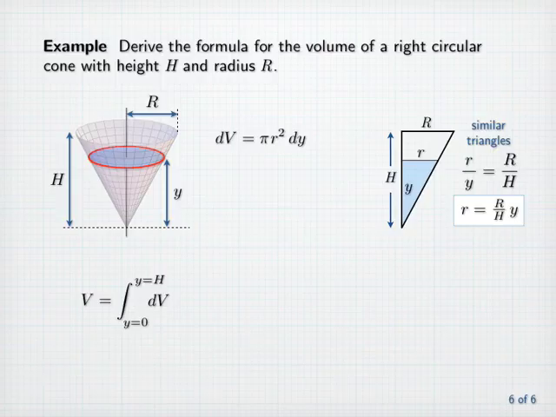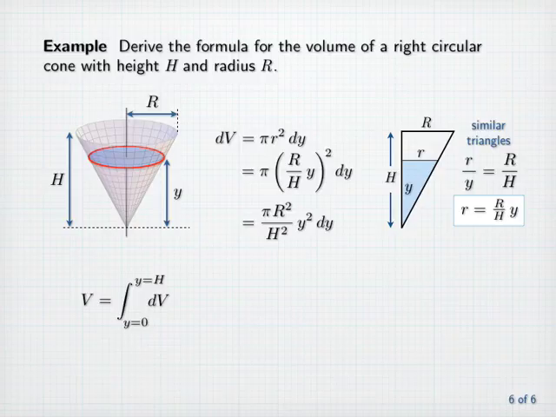Now we put that into our formula for dV, and we have pi times big R over big H times y, quantity squared, times dy. This is the same as pi times big R squared over big H squared times y squared dy. And now the volume is going to be pi times big R squared over big H squared times the integral from 0 to H of y squared dy.